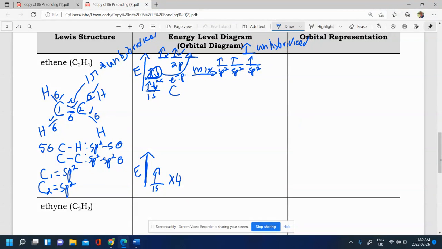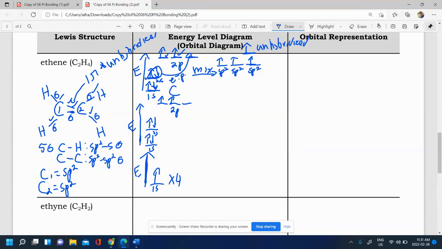And then we'll do the other carbon in the same way, because if we look at the atoms, we saw they're the same hybridization and they're set up the exact same way anyway. So it makes it nice and easy for us. So 2 electrons in the 1s, 2 electrons in the 2s, and then we have our 2 electrons in the 2p.